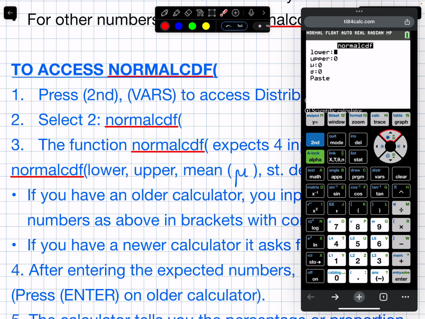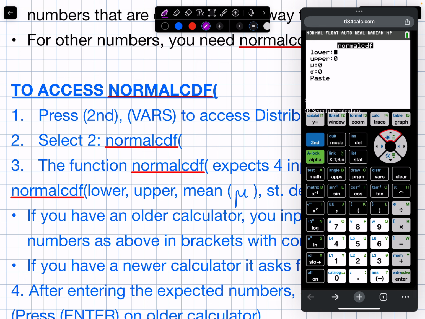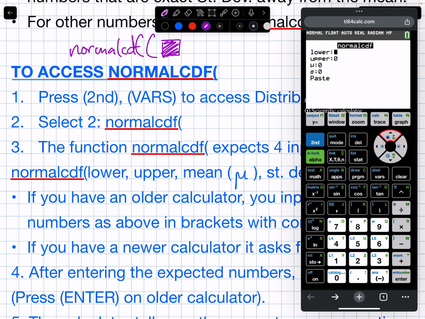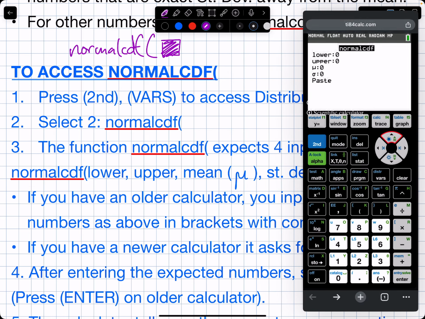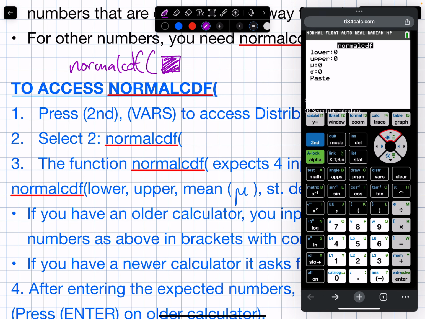So you have the mid-age and newer calculator. If you've got a super old calculator, it doesn't even ask for those. When you press normal CDF, it has a bracket, and then it's just waiting for you to enter. So if you manage to find on Gumtree a really old calculator, and it's not asking like I'm showing on the screen here, the way that you deal with it is you put lower, comma, upper, comma, mean, comma, standard deviation there. It doesn't politely ask you for what the lower, upper stuff is like the newer one does.